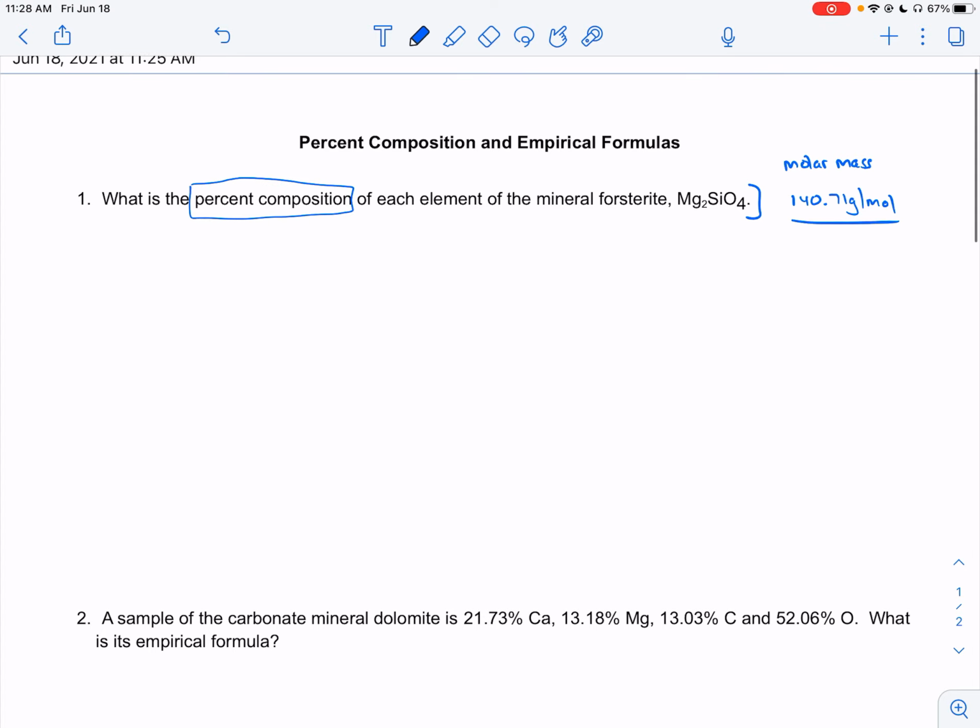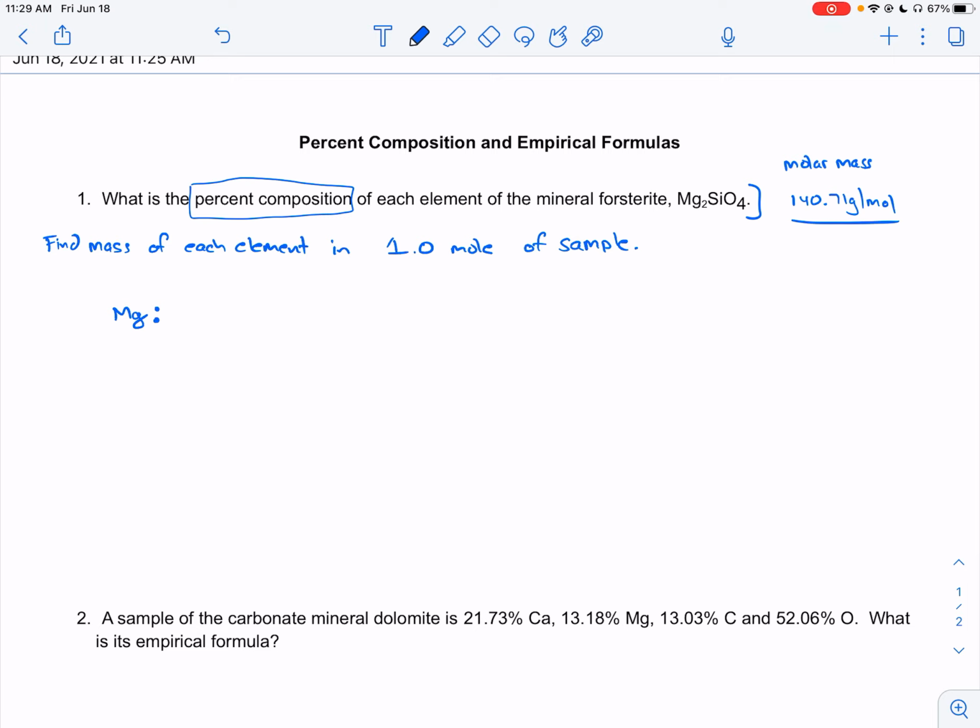So we'll say find mass of each element in 1 mole of sample. And so we can start off with our magnesium. So our percent magnesium, right? What we're going to do is, or actually I'll rewrite this. So we'll start off just with magnesium.